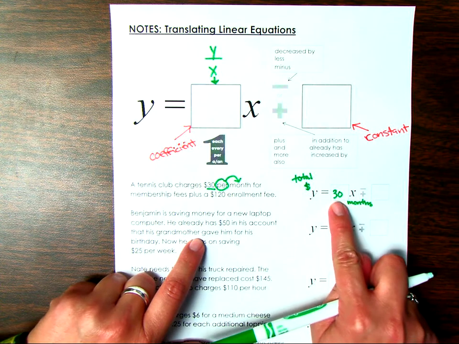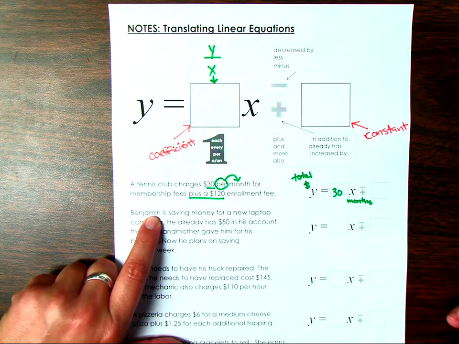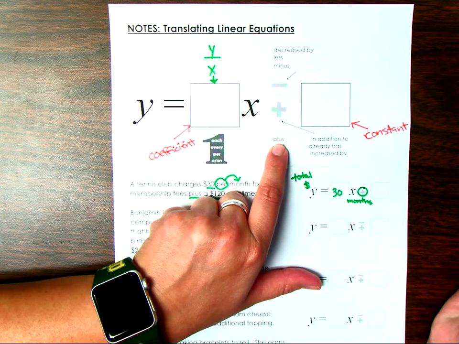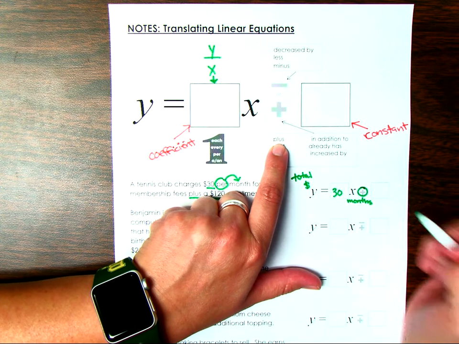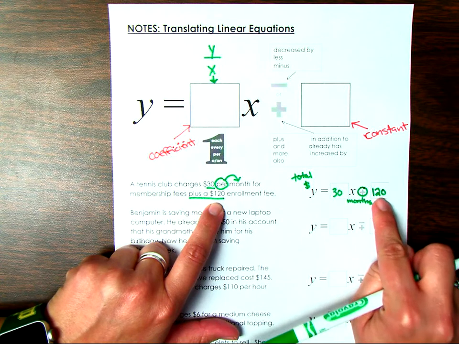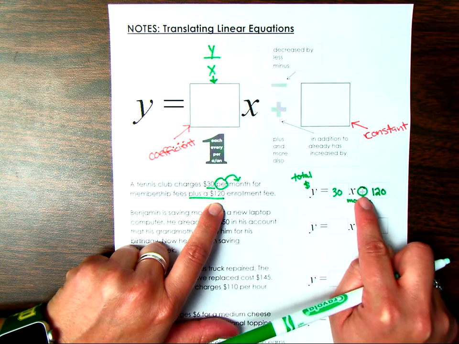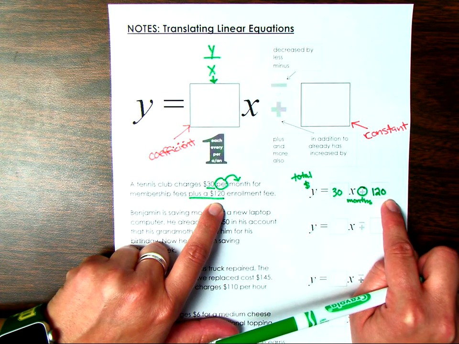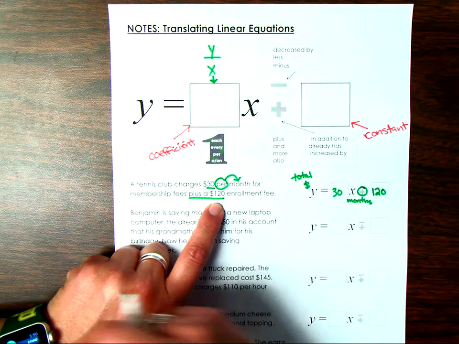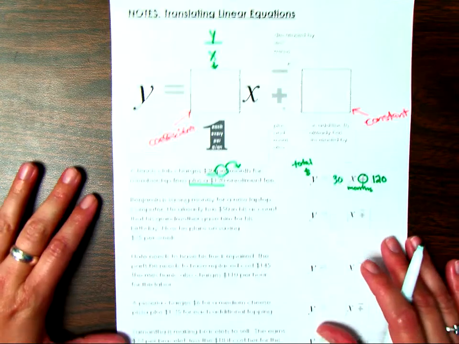So $30 per month, and then it says plus $120 enrollment fee. So we have that keyword plus, so we're going to circle the plus sign. And the other reason we know that it's a constant, if you're paying something one time, it's just the number itself. So $30 per month plus the $120 enrollment fee. So this number right here is something that is only happening one time in the verbal description. Okay, so let's look at a couple more.